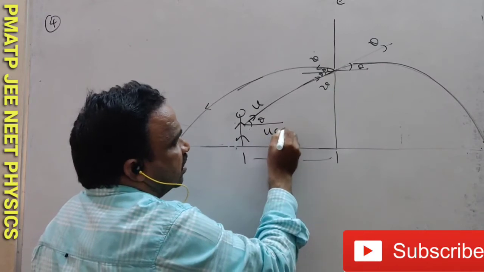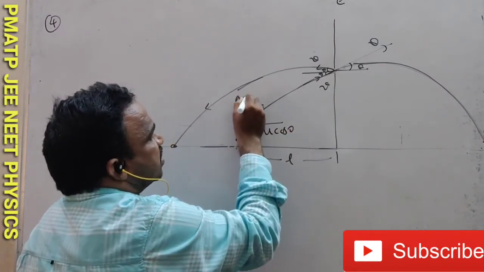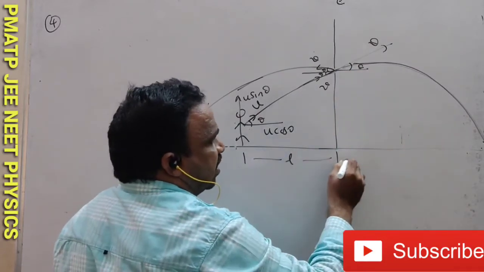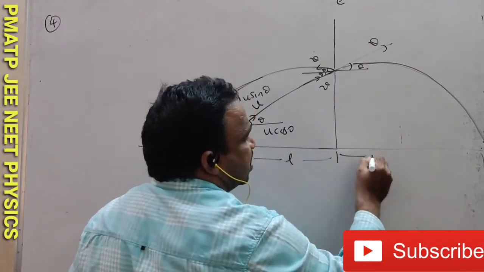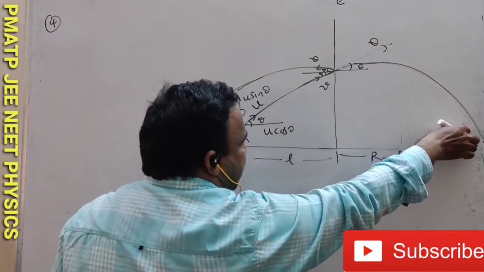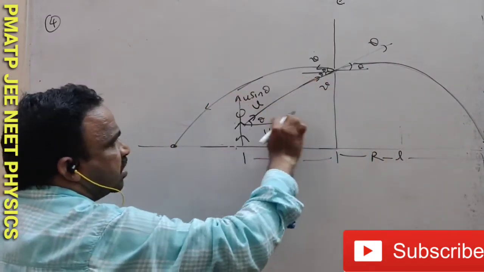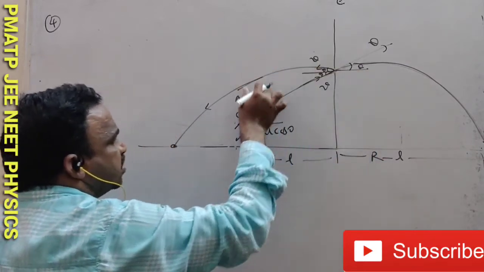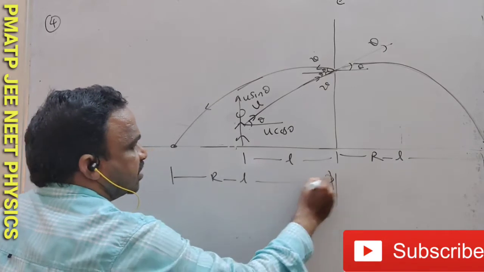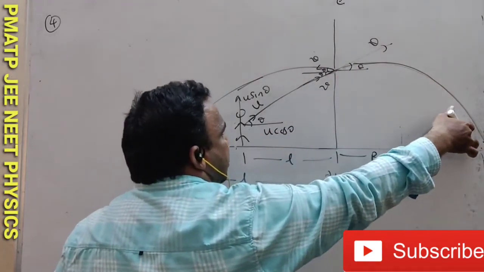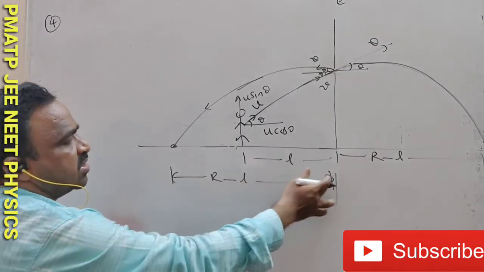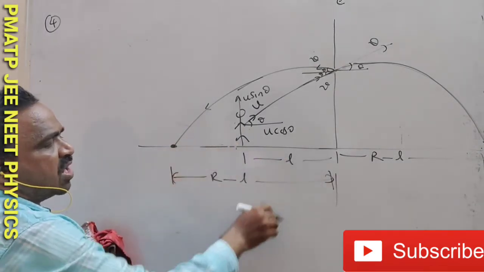This is u cos theta, and this is u sin theta. So it is the range, the whole range. The remaining distance is equal to R minus L. This part behaves as a mirror of this part. So this length, where the ball strikes the ground, is R minus L.